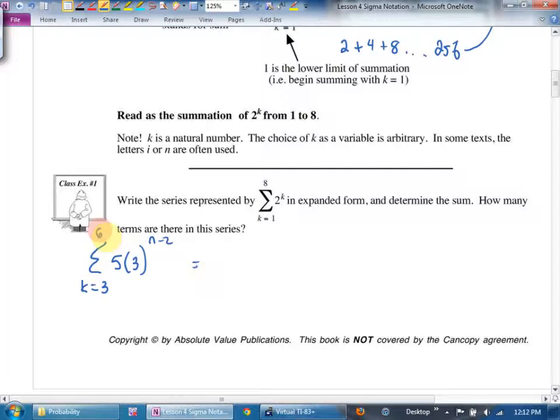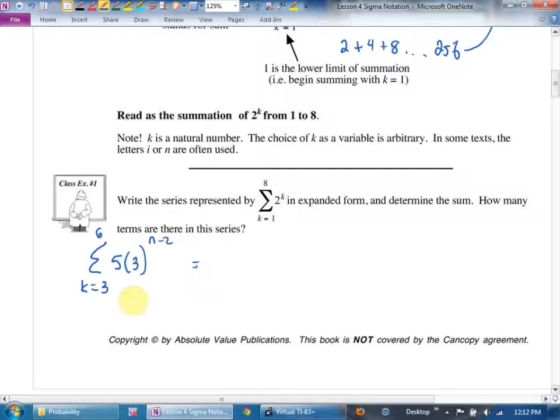From 3 to 6, how many terms do you think there's going to be in this series? David, 4, not 3? Let's see if you're right. How many terms do you think there are? If there's only 4, I'm not going to get fancy.